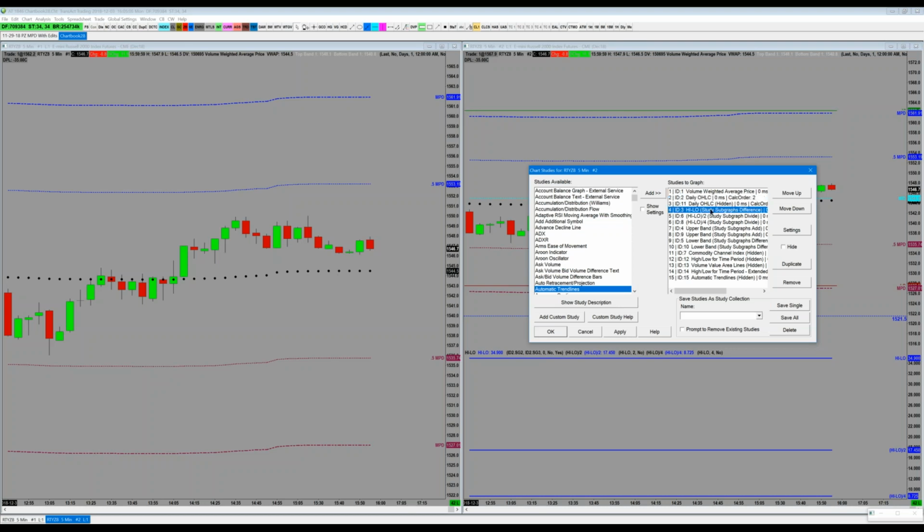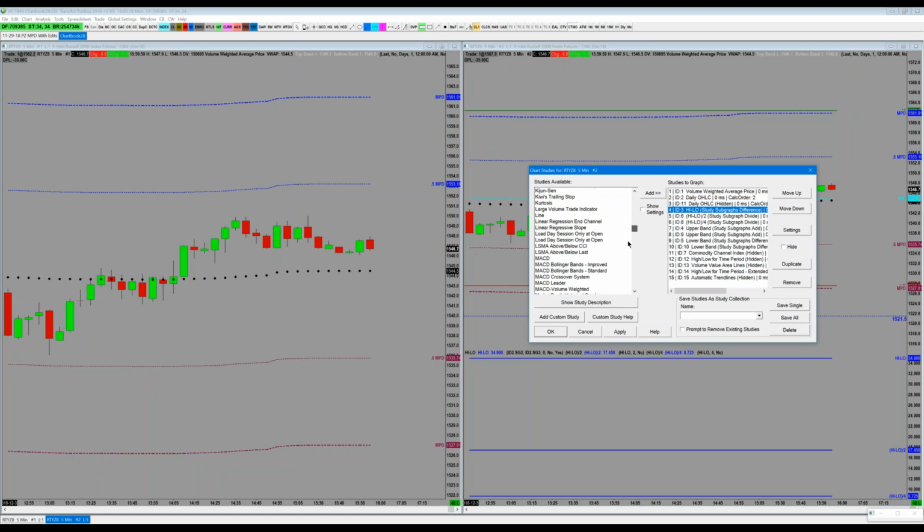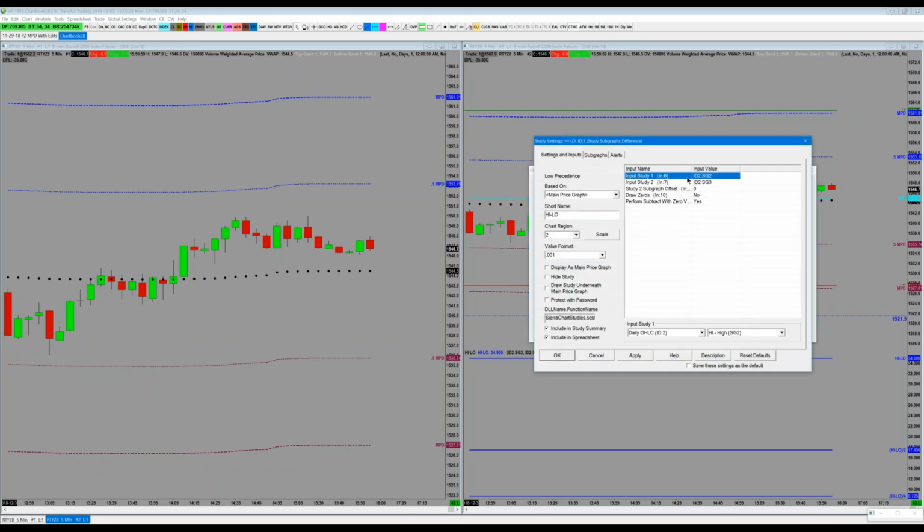So what the study subgraphs difference study does is it allows you to pick something and subtract something else from it. So when you add this study called, again, study subgraphs difference, it's on the left-hand side, all the way down, it's alphabetical, so you'll just look down here. You're looking for study subgraphs subtract / difference. And what you'll do is pick 2 inputs, and you're subtracting the second input from the first, and it yields a value.